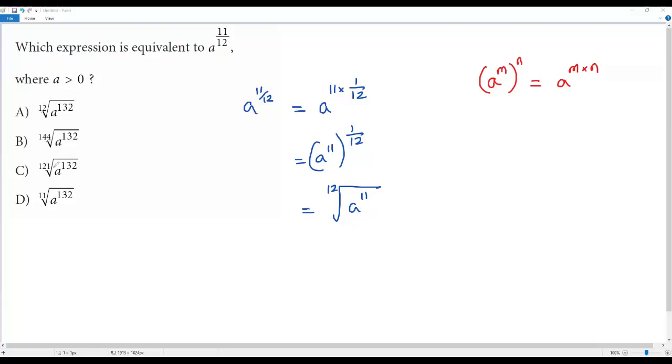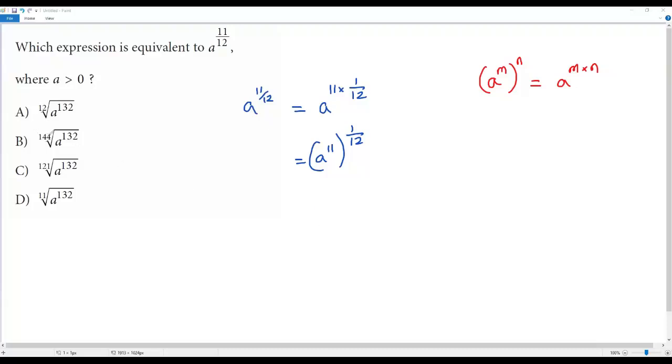When I look at the given options, in option A, I'm getting the 12th root. That is, the index of the radical is 12. But inside the radical, I have a to the power 132, but in my work, I'm getting a to the power 11. So when I write this fractional exponent as a radical, I'm getting the 12th root of a to the power 11, but here I'm getting the 12th root of a to the power 132. So option A cannot be correct. So what do we have to do? Now let's check the other options.